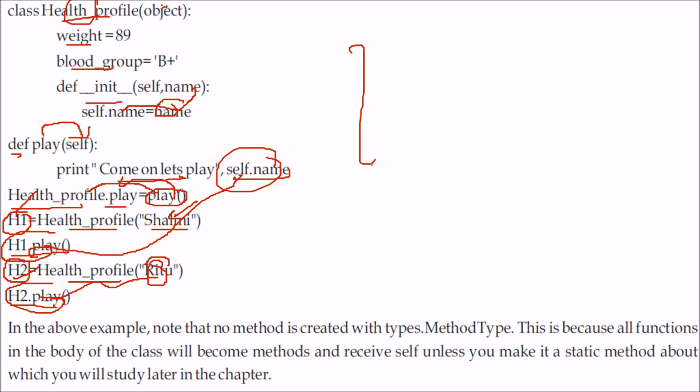So in this example we have not used MethodType. This is because all the functions in the body of the class will become methods and receive self unless you make it a static method. We are going to talk about that.